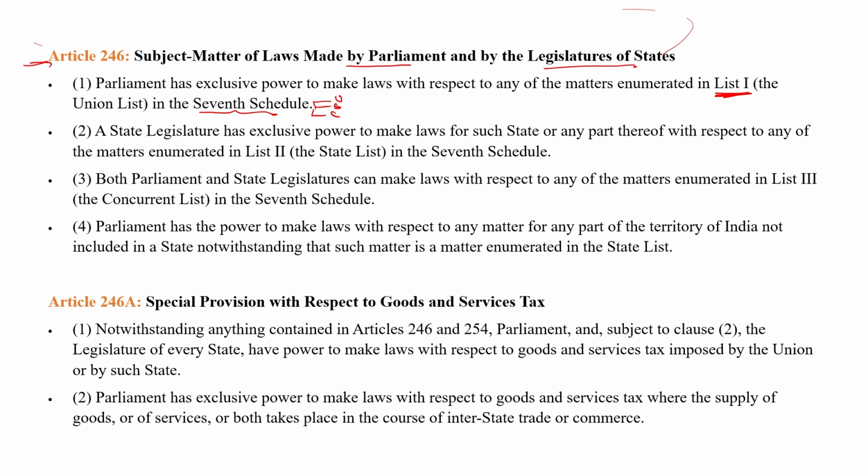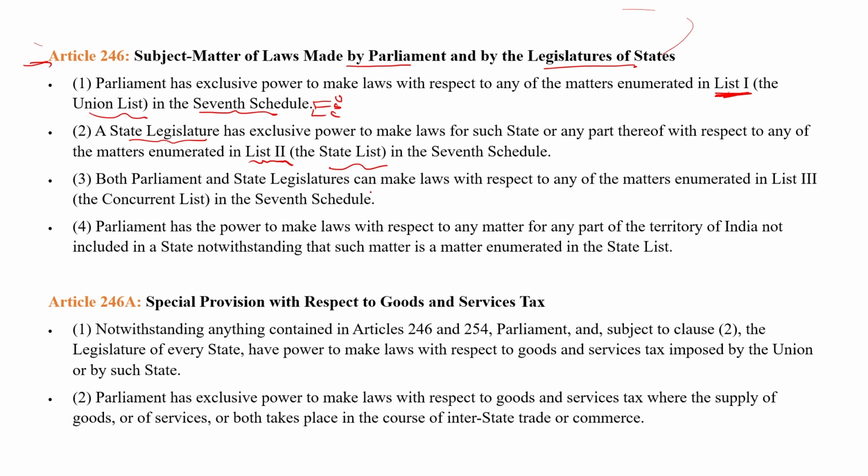The subjects which are part of the Union List, on these topics the union can make laws. For the subjects mentioned in the State List, the state can make law, and for Concurrent List subjects both state and union can make law. So the first clause says that Parliament has exclusive power to make laws for the subjects mentioned in List 1, the Union List in the 7th Schedule. Similarly, the state can make laws for those topics mentioned in List 2, the State List, of the 7th Schedule.